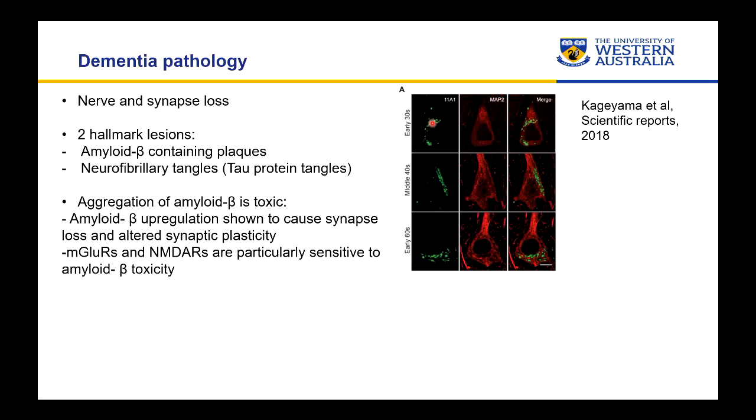And this is just a picture showing you neurons with amyloid beta accumulation. So the green is showing you accumulation of amyloid beta. Red is showing you just MAP protein, so this is just a straight up microtubule protein. So it's just showing you the neuron. And then when you merge them, you can see this aggregation of amyloid beta.